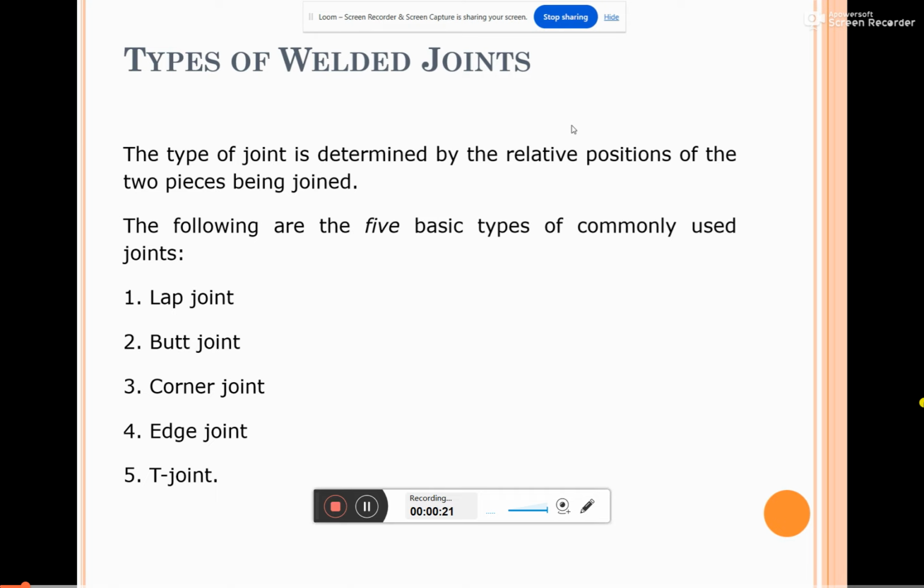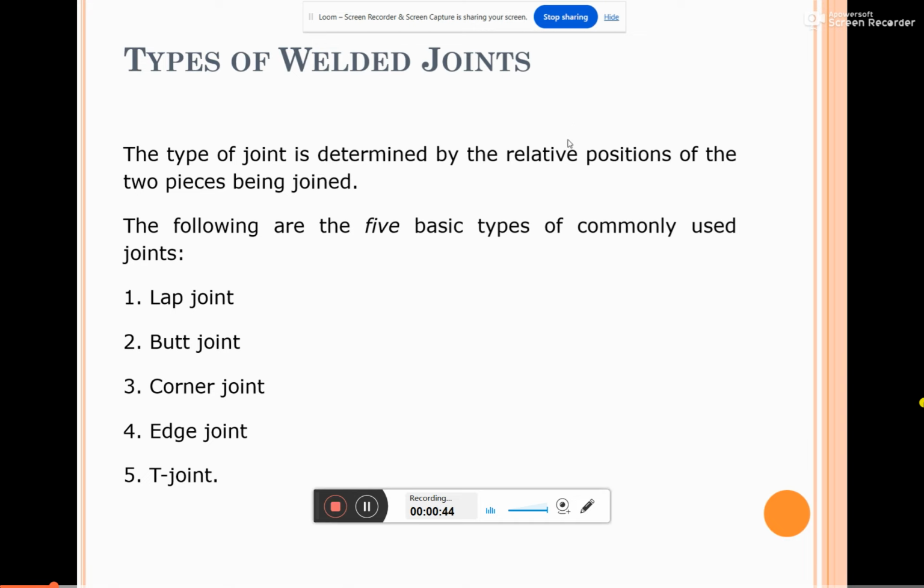Mainly in welding, the most commonly used joints are lap joint, butt joint, corner joint, edge joint, and T joint. So these are the five different types of joints that are mostly used in welding.